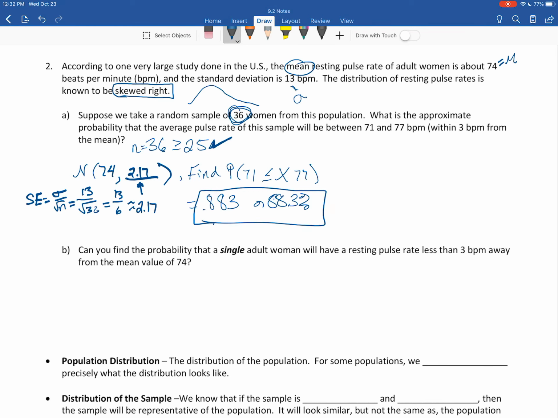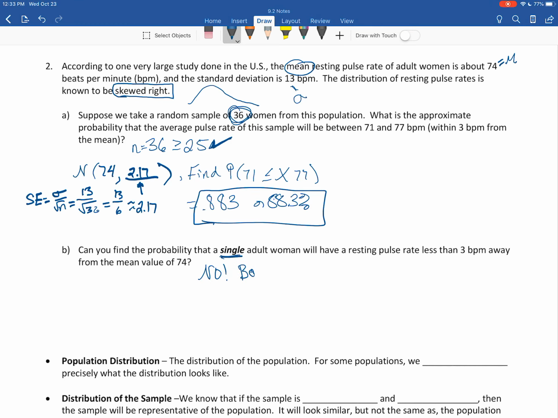Then it says, can you find the probability that a single adult woman will have a resting pulse rate less than 3 beats per minute away from this? So can I do the same thing in this scenario, but do it only for a single woman, for one person? I take one random woman, and can I calculate the probability that her resting pulse rate is between these two values? And the answer here is no.